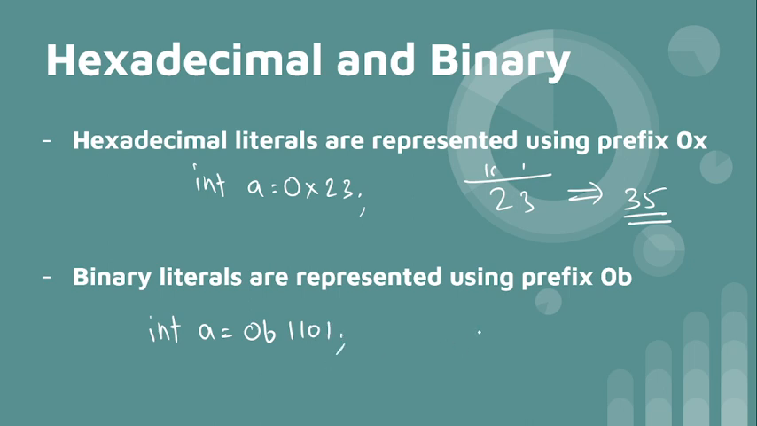Okay, so what is it, let's see. 1101, 8421. So 8 plus 4 is 12, plus 1 is 13. So that is what I have stored inside, if you convert that to decimal. So this is how wonderfully we have integer literals, and the 4 subtypes are also supported by C#, that is decimal, octal, hexadecimal and binary.